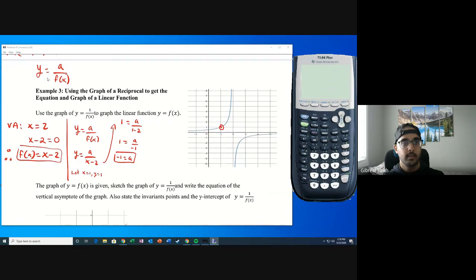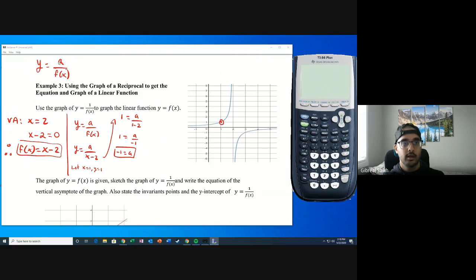So it's very helpful to think about this as some constant on top of some function instead of it always being 1, because it might not always be 1. Now that I know that, we can say that y is equal to negative 1 over x minus 2. That is actually the graph of this. If I go to graph the linear function f of x, I'm going to take the bottom part, x minus 2, and graph it.